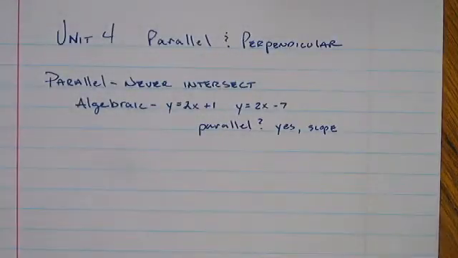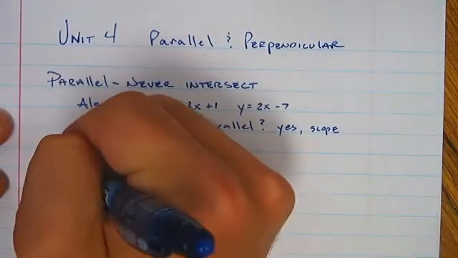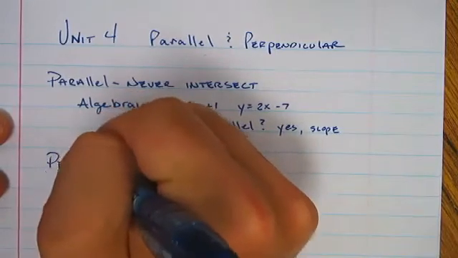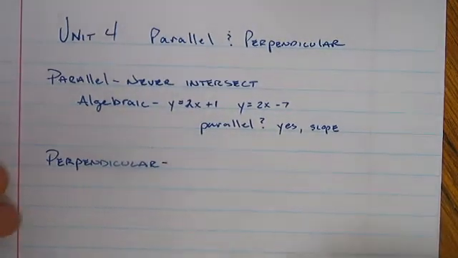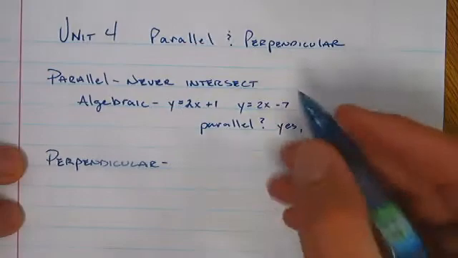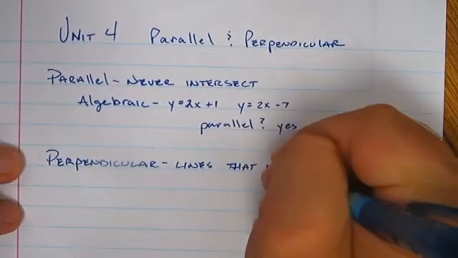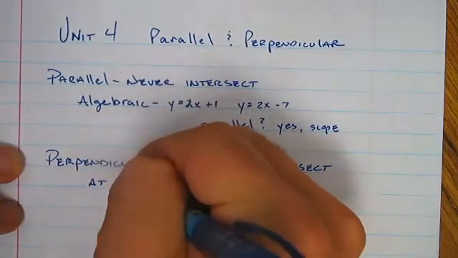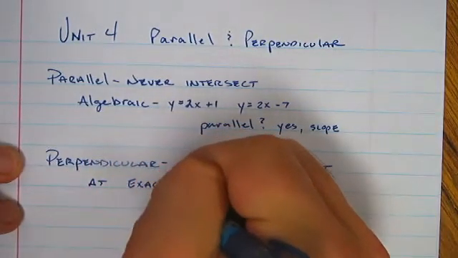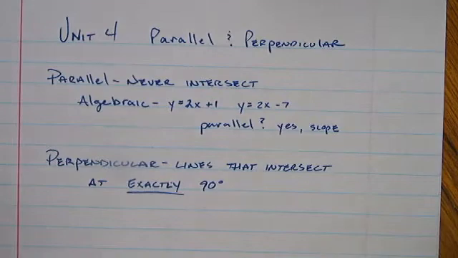Okay, and then we can look at the opposite of that, right? Perpendicular. All right, so what does it mean to be perpendicular? What does that cause for us? Well, perpendicular lines are lines that intersect at exactly, very important, exactly 90 degrees. Okay, no more, no less. It has to be 90. Has to form that perfect right angle intersection.